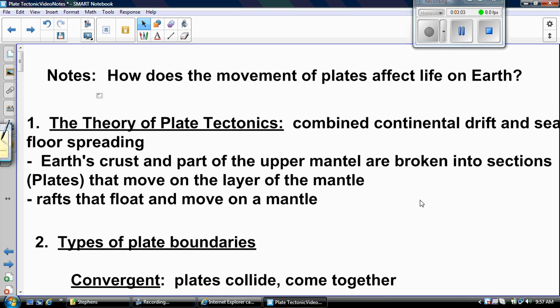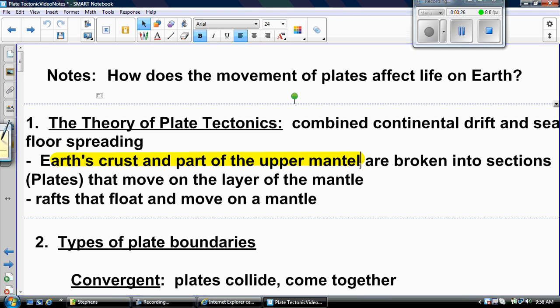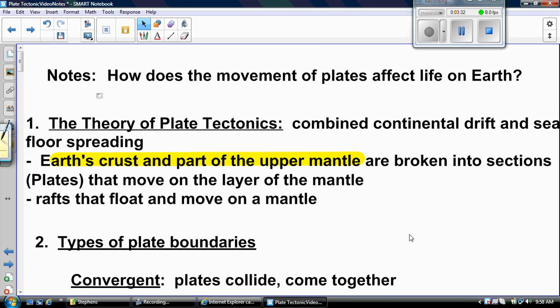Basically, the theory of plate tectonics states that the Earth's crust and the part of the upper mantle, that rigid part of the mantle, so this is our lithosphere, are broken into sections, which we are going to call plates, hence the name plate tectonics, that move on the layer of the mantle underneath the rigid part of the mantle, the asthenosphere. So you kind of think about it as rafts that float and move on a mantle. That's what our crust does, and it's broken up into pieces, which we call plates.